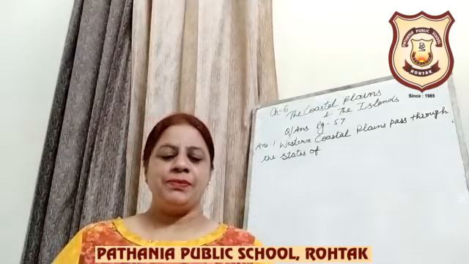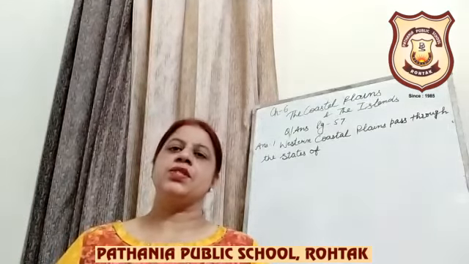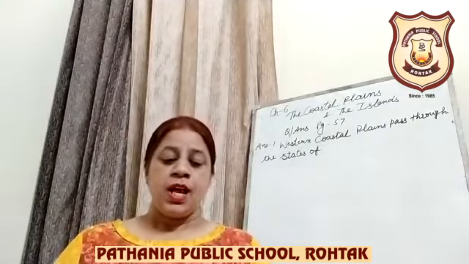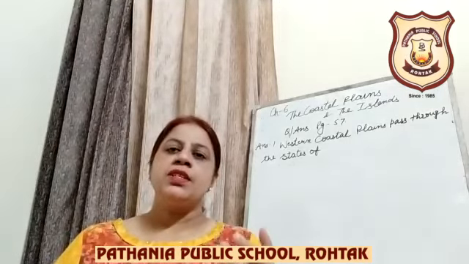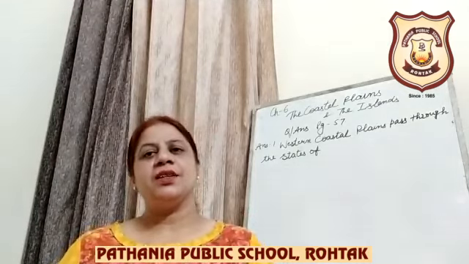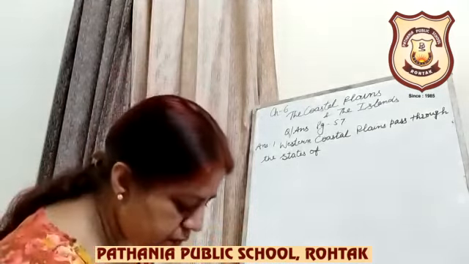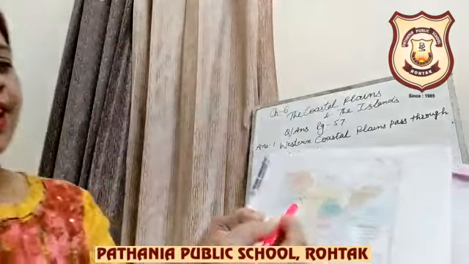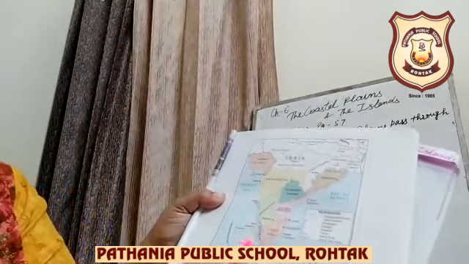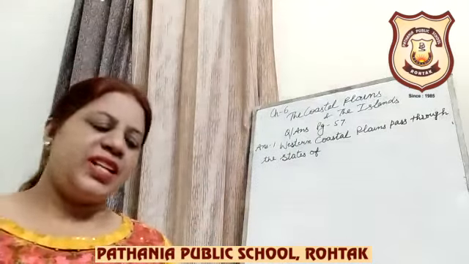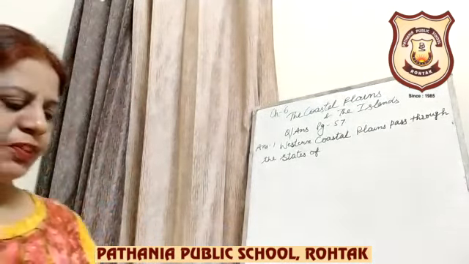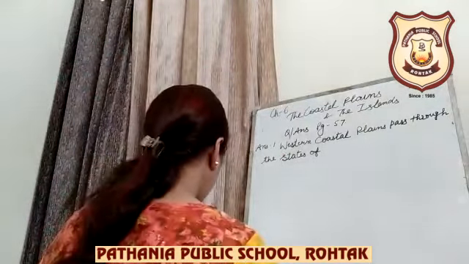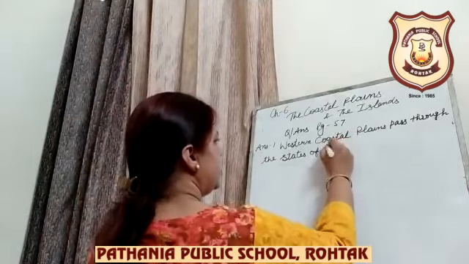Now, I'm telling you, name the states in the western coastal plains. This is question number 1 and you have to write the answer. You know it's very simple because western coastal plains names, you have to write the names of the states. And the states are very simple. You just see in the book, I'm showing you. And the states are here, you can see Gujarat, here Maharashtra, here Goa, here Karnataka, here Kerala. Okay, so this is very simple. So what do you have to write? You have to write the answer, that is western coastal plains pass through the states of Gujarat.